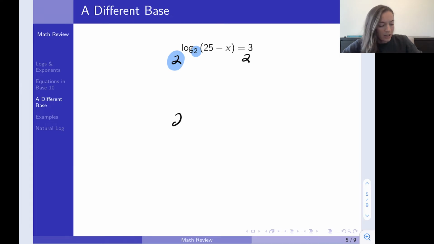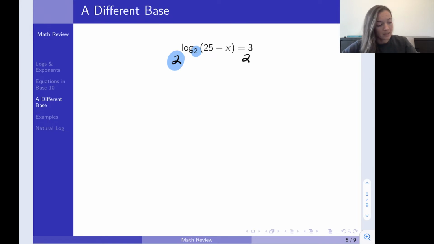If you were to do 2 to the log base 10 of x, that is not equal to x. So you have to use the same bases in this case, which is different than in our previous video. We didn't necessarily need to use the same base for it to work out because we could use a change of base formula. But in these equations, you absolutely do need to use the same base. So we need to use 2 here because we have base 2 in our log.